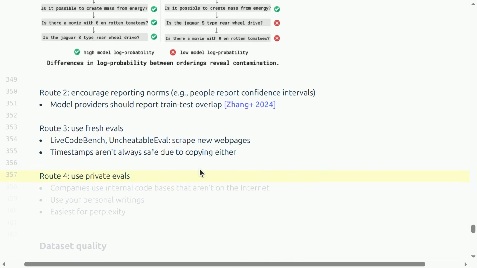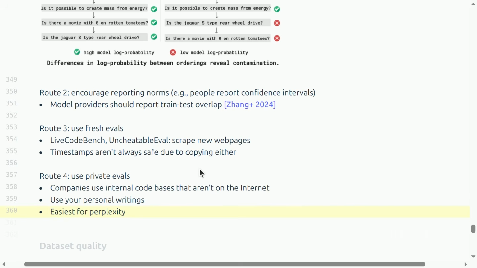Route 4 is to use private evaluations. So companies, model developers do this, right? If you're Google or OpenAI, you have your internal code base, which you assume is not on the internet, and you obviously wouldn't train on this data. So you can use it for evaluation. This generally is pretty reliable. And if you're not a company, you can use your personal writings. I have a bunch of rejected papers from when I was in grad school that I never put online, so I can use those.